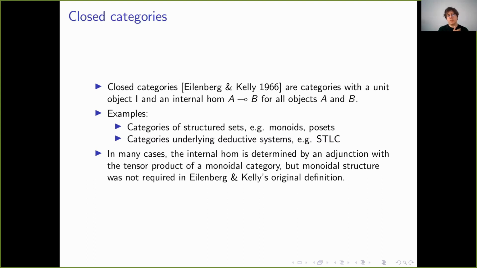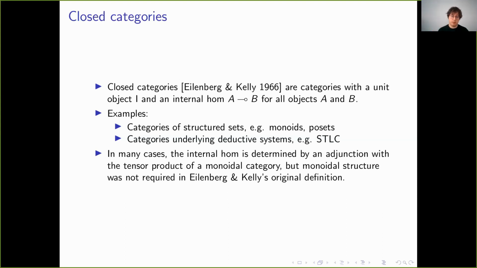Another class of examples is given by the categories that underlie deductive systems. The main example here perhaps is the simply typed lambda calculus. So now I, the unit object, will be the unit type, and the internal hom is just the type of functions from A to B.